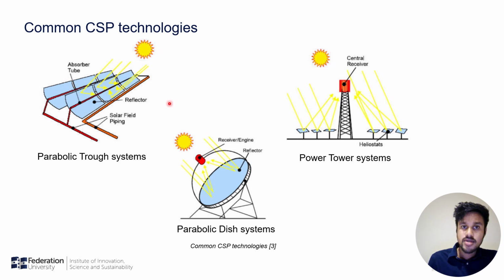These are some common CSP technologies available. The most common types are parabolic trough, power tower systems, and parabolic dish systems. In this research, I focused on power tower systems.